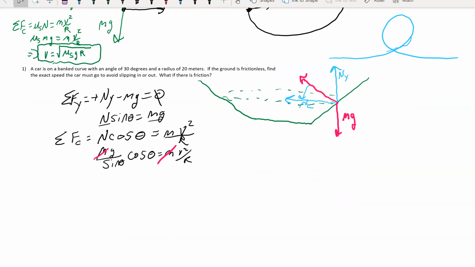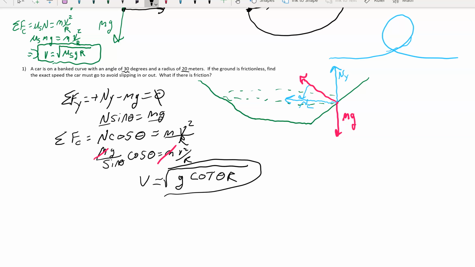We can plug in numbers here, right? I always put numbers in the problem. I'll let you plug them in. 30, 20 for the radius, right? So we get v equals, in this case, the square root of g times the cotangent of theta times r. Okay, so we have this.